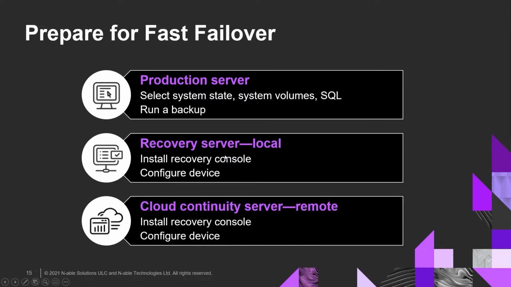So we've got that local recovery console server, configured to do continuous nightly restores. Then we've got a secondary recovery console set up at a cloud continuity location. Like I said, it could be a colo, a secondary location, a home office, your colo or your facility, a public cloud, wherever it wants to be.